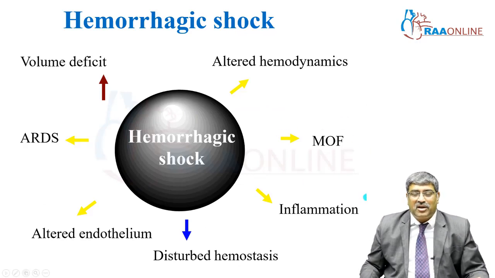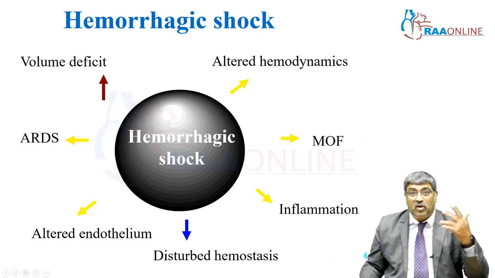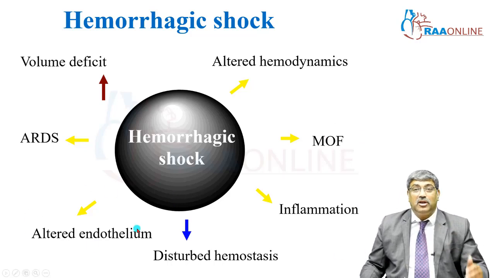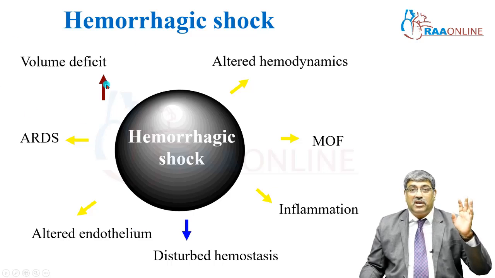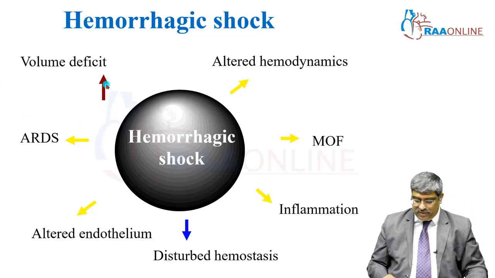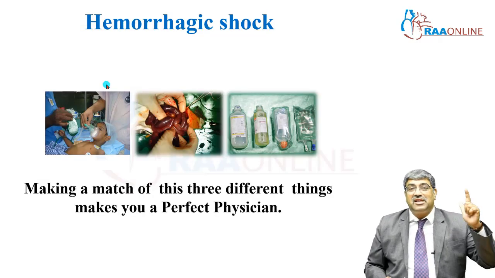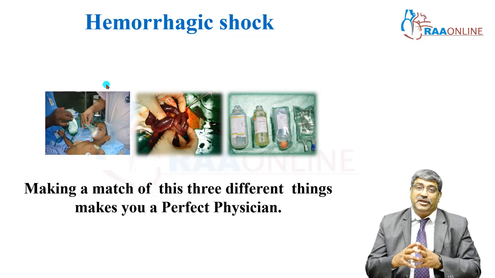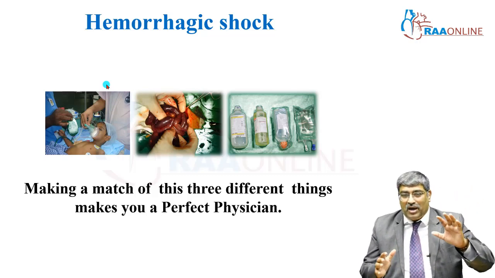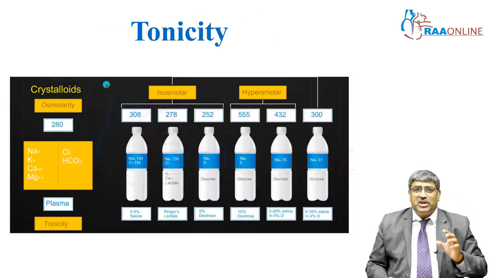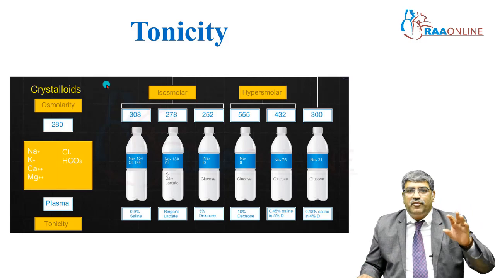There is multi-organ dysfunction, inflammation, disturbed hemostasis which can cause more bleeding, altered endothelium, ARDS which causes hypoxia, and most importantly there is volume deficit. So you have to manage the fluid, the patient as well as the surgery in addition to hemorrhagic shock. You have to match everything and come up with an ideal solution. To come up with the solution, you have to understand certain physiological terms related to fluid.